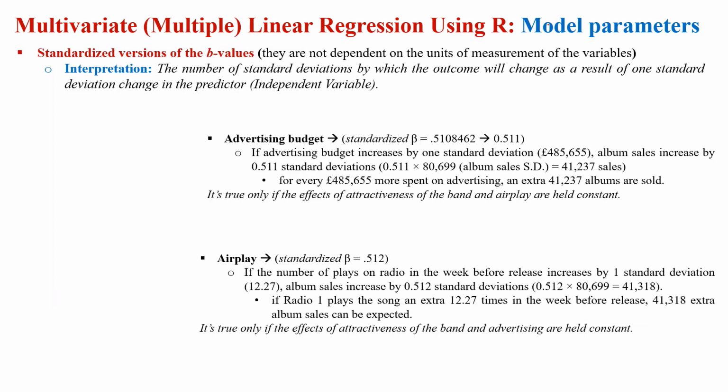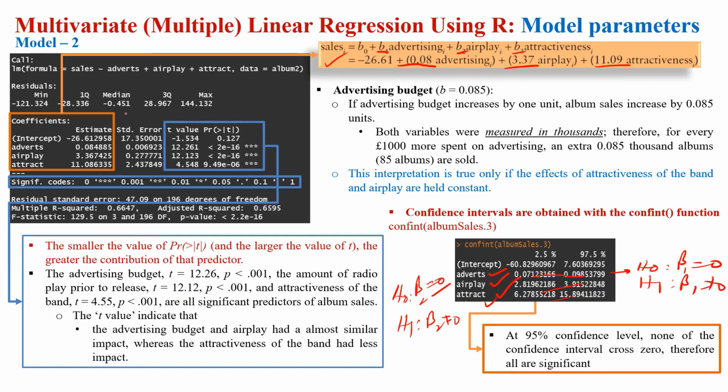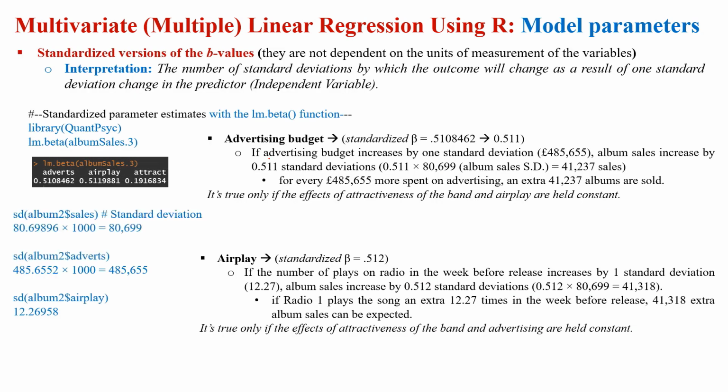Now let's calculate the standardized versions of these regression coefficients. These are basically the normal parameter estimates of the regression model. Now we are going to calculate the standardized version of the B. And what's the difference? The normal parameter estimates of the regression model depend on the unit of measurement of the variable, whereas standardized variables do not depend on the unit of measurement.